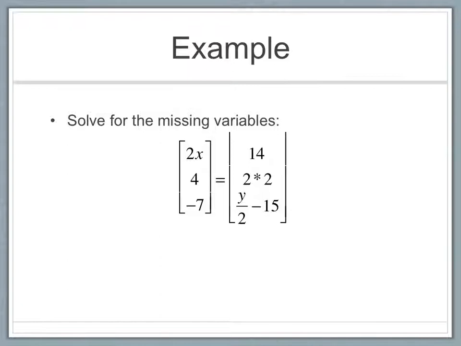Okay, so here's an example. It says solve for the missing variables. I'm going to help you set up one equation, and then you're going to finish. So it says that the 2 matrices are equal. That means all of their corresponding elements are equal. So this element is going to be equal to that one. So I have 2x is equal to 14, so x is equal to 7. Please pause the video right now, set up and solve the equation for y. Come back when you finish the problem.